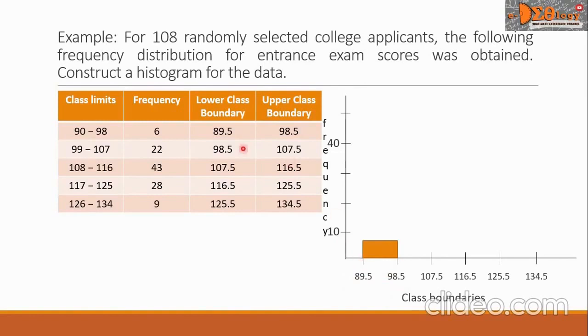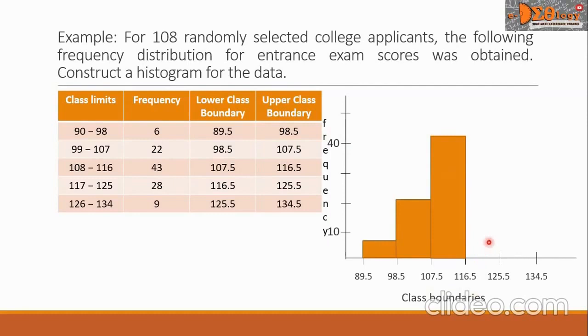For the second class interval, we have the class boundaries from 98.5 to 107.5. So this is our interval, and the rectangle corresponding to that is this one with a height that is equal to 22 in the frequency. The third class interval has class boundaries from 107.5 to 116.5. And the rectangle for this class is given here with a height of 43 in the frequency.